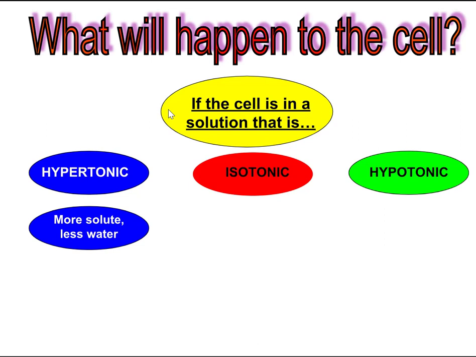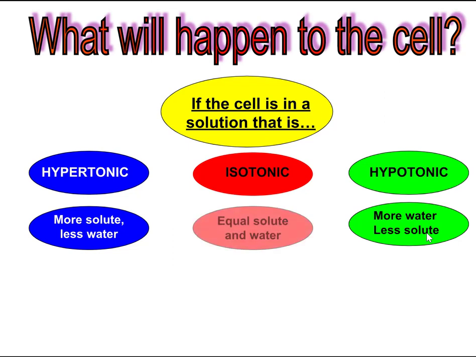If we have more solute and less water, solute again, write yourself a reminder, put a little arrow right here. Solute is like salt or sugar. You want to do salt because salt sucks? Maybe that'll be a little bit easier for you to remember. Hypotonic is that there's more water and less solute. Isotonic, there's equal amounts of solute and water.